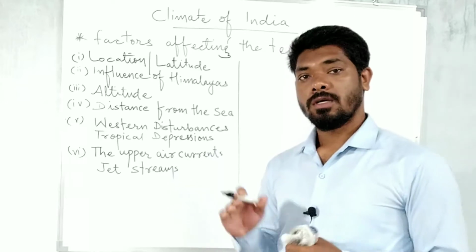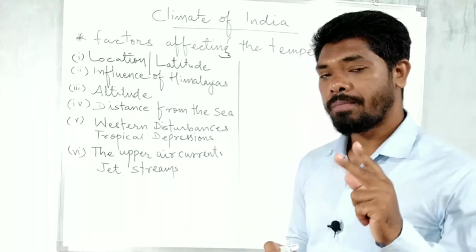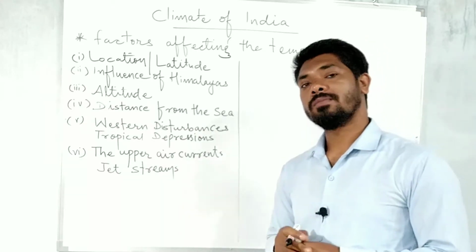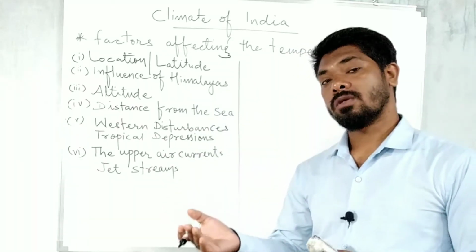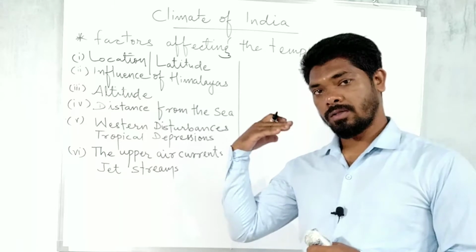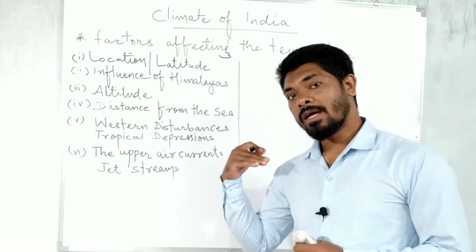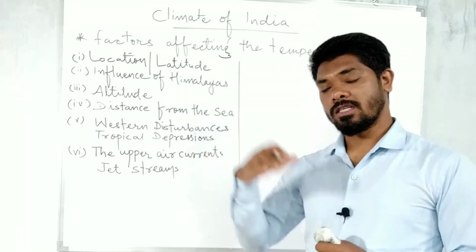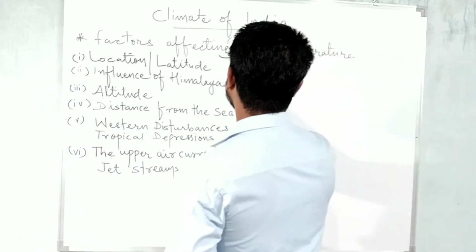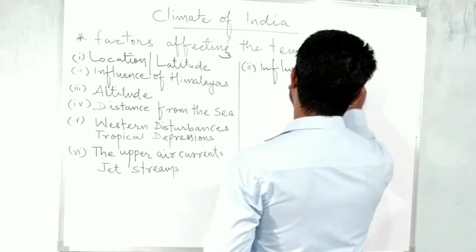I hope you got the concept of the first point. First, remember that the Tropic of Cancer divides the country into two parts: the north of it is known as temperate and the south of it is known as tropical. Sometimes it will be asked to differentiate between temperate cyclone and tropical cyclone. The rainfall which occurs in the temperate zone is known as temperate cyclones, and the rainfall that occurs over the Bay of Bengal or Arabian Sea, below the Tropic of Cancer, is called tropical cyclones. So next, the second one is the influence of Himalayas.